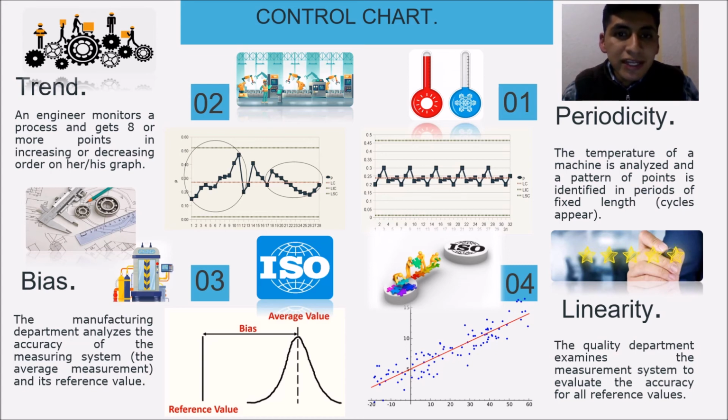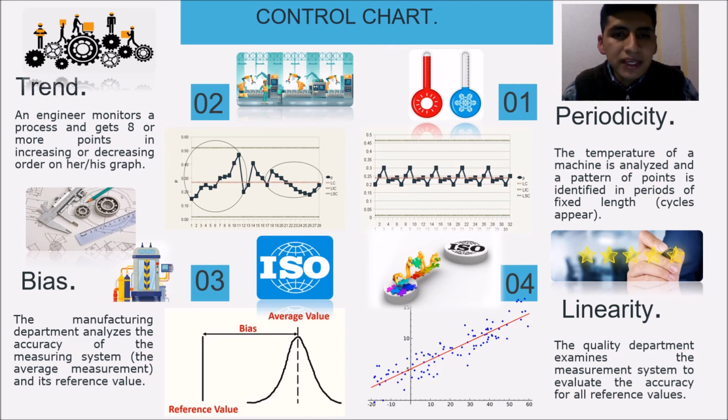Second word is trend. This word is identified in the measurement of parts and continuous processes. In this image, there is a graph with increasing and decreasing points. For example, recording a production of parts.